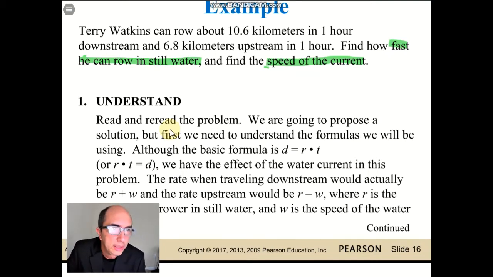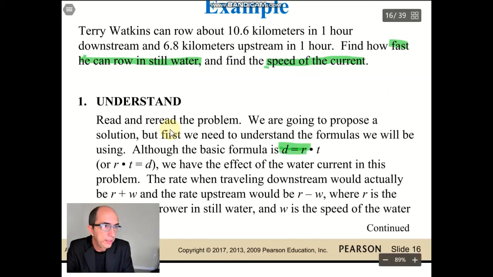Read and reread. This is the first step to understand well the problem. We have to read, reread. I like to say you try to explain to yourself the problem with your own words. We are going to propose a solution. We're going to guess a solution, but first we need to understand the formulas we will be using. The basic formula we will use is distance equals rate, that means speed, times time.